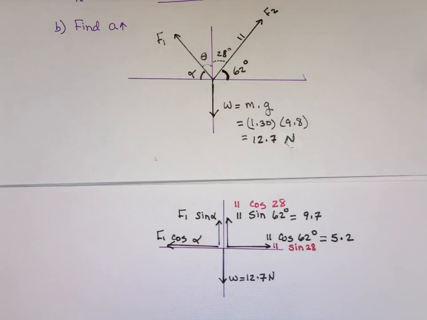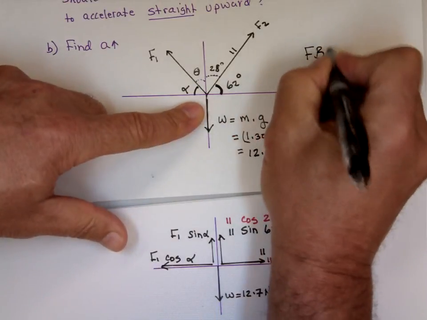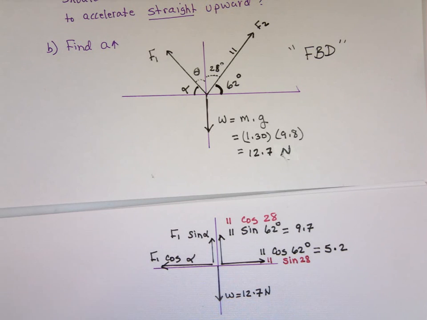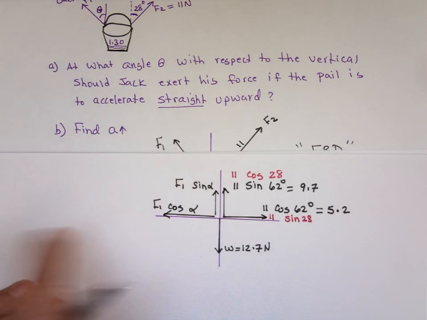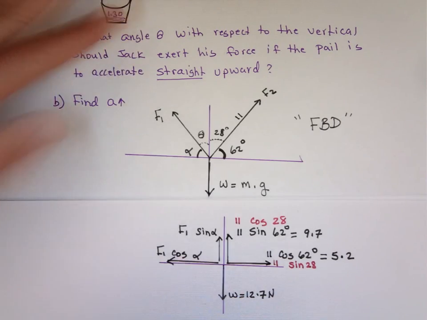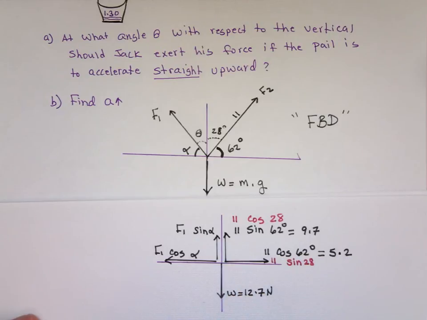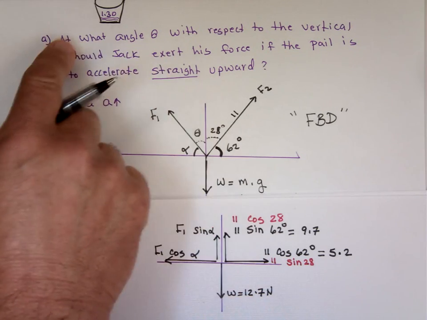So these are my forces now. I did the free body diagram. This is the FBD, free body diagram. I decide to take each vector and break it down to x and y components. Now let's see if I can answer the question. The first question says, at what angle theta? Well, I don't have theta, I have alpha. But the good news is if I know alpha, I can find theta: 90 minus alpha, right? They make 90 degrees. So let me focus instead on what angle alpha.